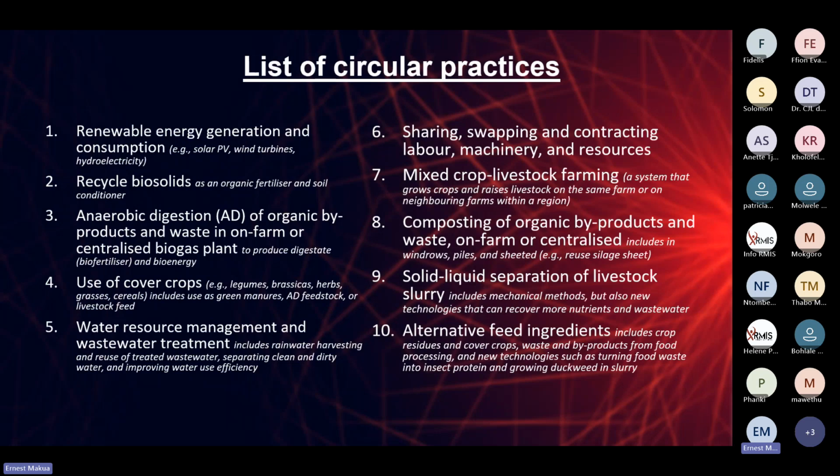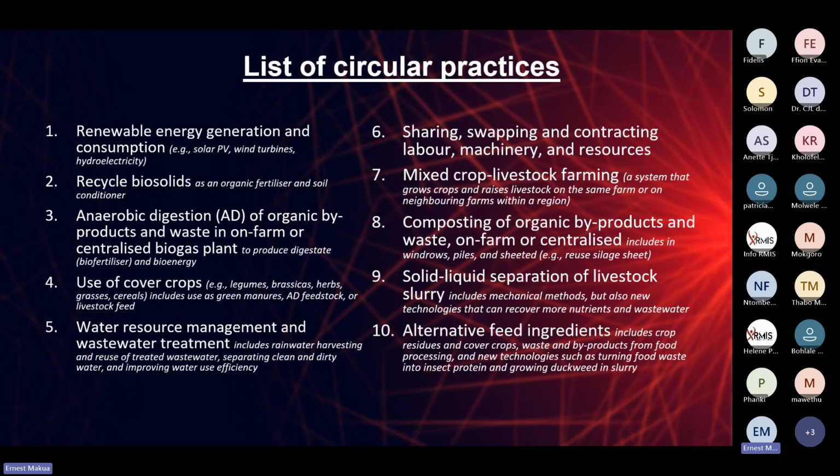And the fourth one speaks of the use of cover crops. That includes, amongst others, your legumes, herbs, grasses, cereals, to be used on the farm, including use as green manure and as feedstock or livestock feed. This one we already asked some of the farmers from the commercial side. The majority of them are using this system, and so this forms a very important part of circularity as well.